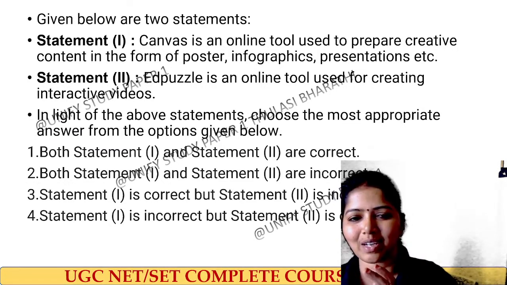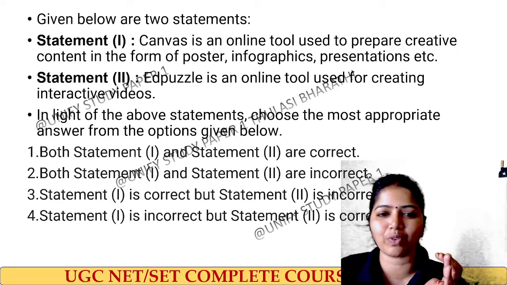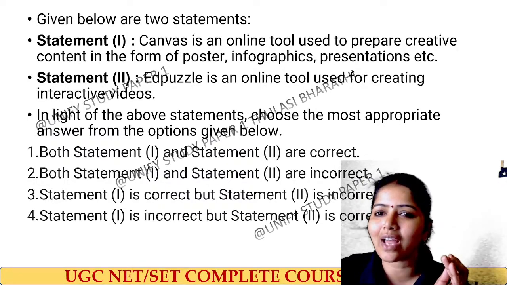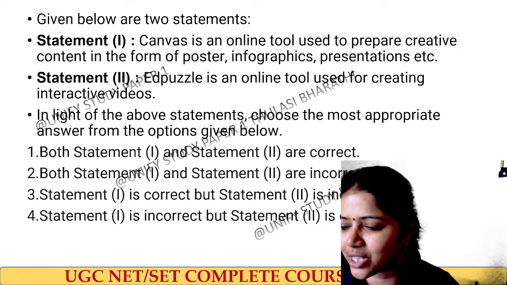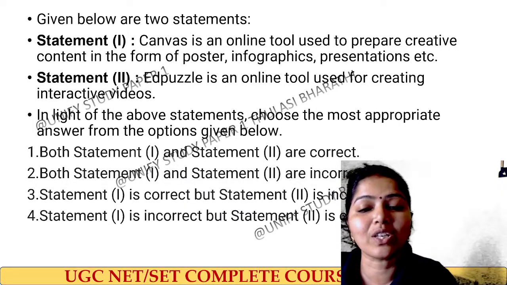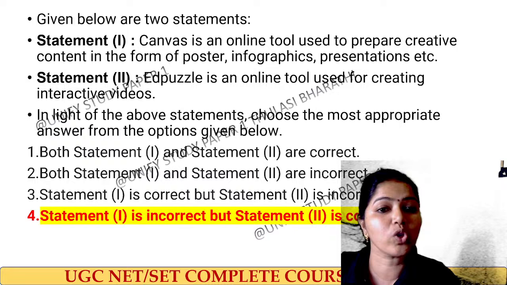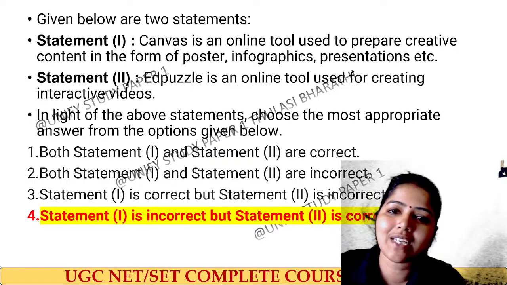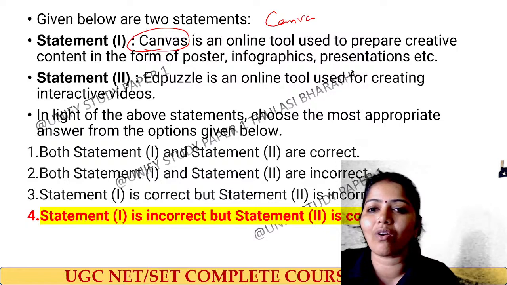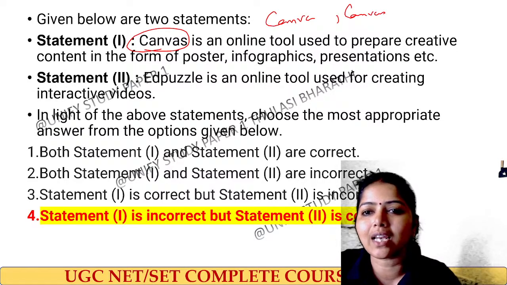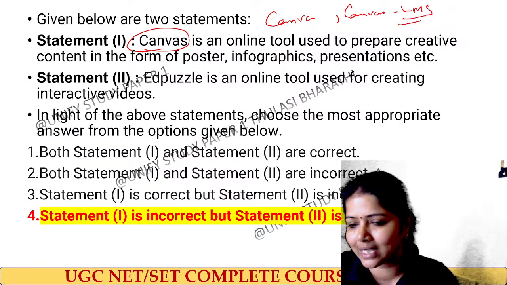Okay, so let me check how many of you are giving the right answer for this question. Canva is an online tool used to prepare creative content in the form of posters, infographics, presentations. And EduPuzzle is an online tool for creating interactive videos. Option 1 is incorrect. Why is it incorrect? This is not Canvas, this is Canva. Canva is an online tool. Canvas is an LMS, a learning management system.